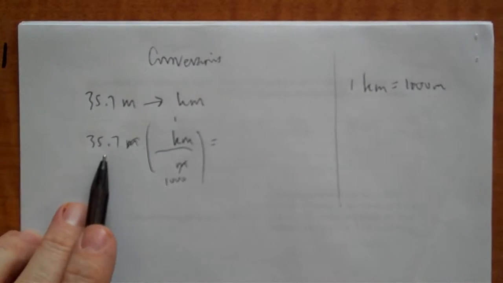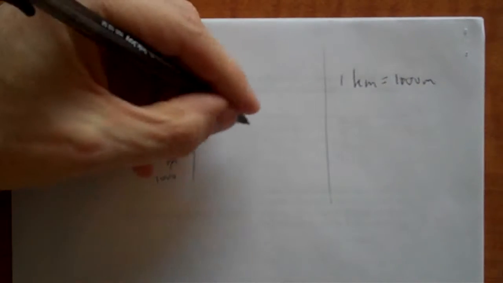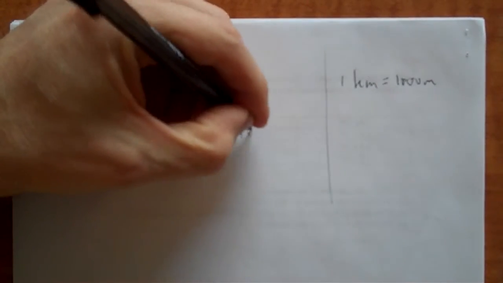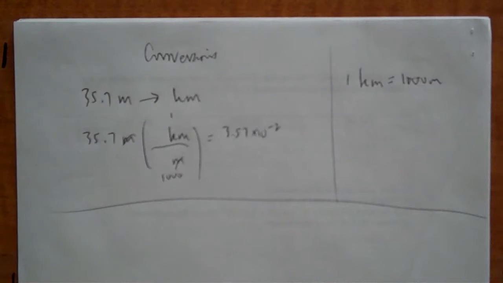And so meters cross off. This looks to be 35.7 divided by 1,000. You need to put this in your calculator. Prove to yourself that you can do that without making a mistake. You'd be surprised how easy it is to make a mistake on something like that. 35.7, enter 1,000 divided by, this comes out to be 3.57 times 10 to the negative 2. Okay, that's the easiest one we can do.